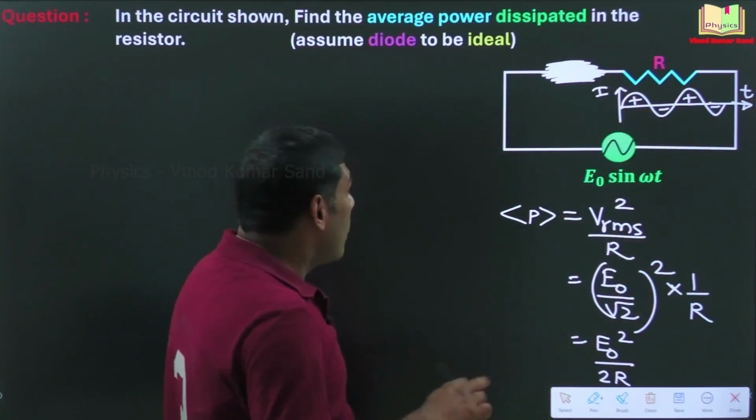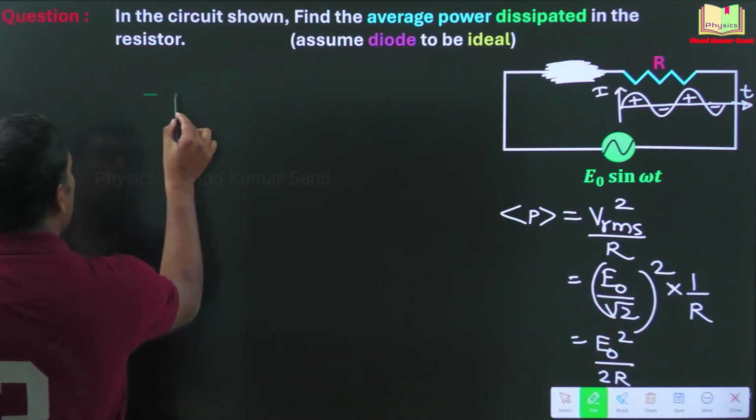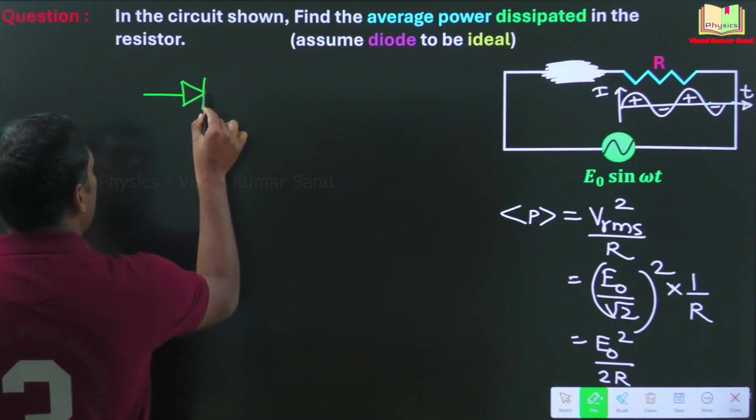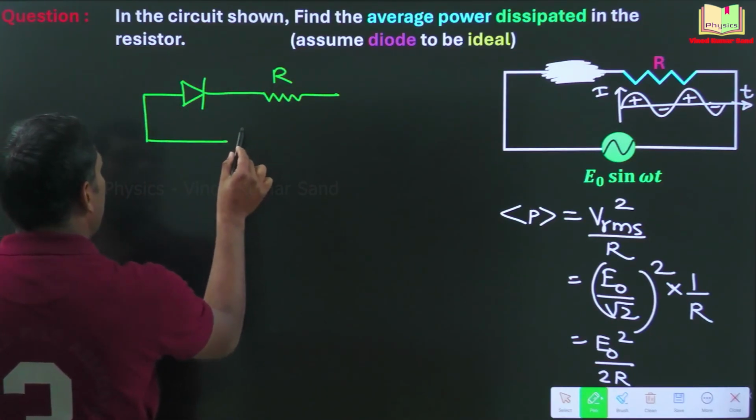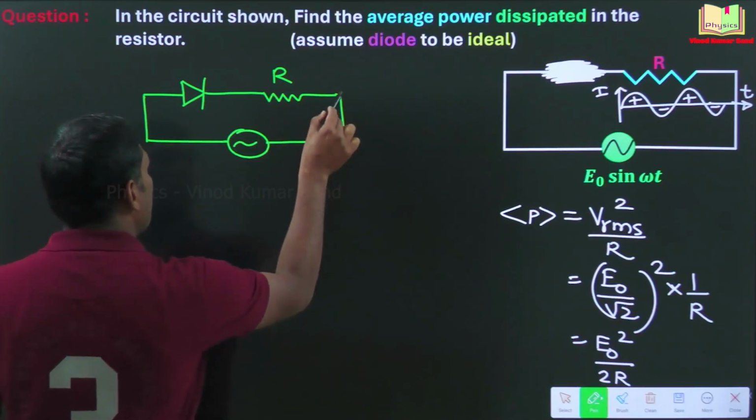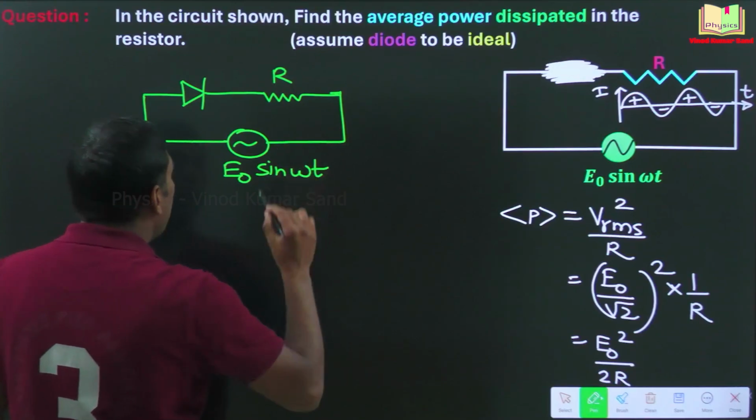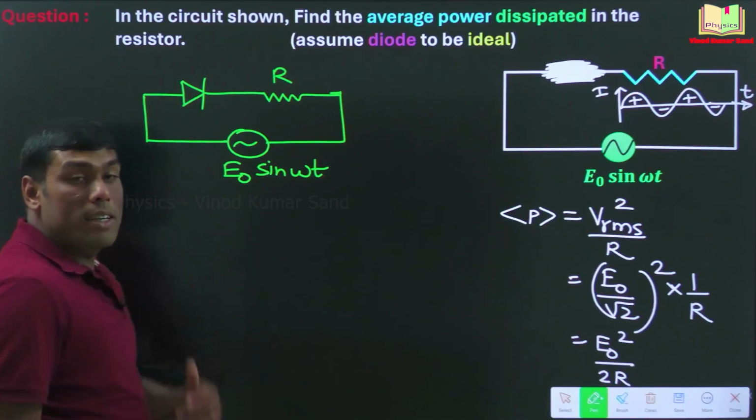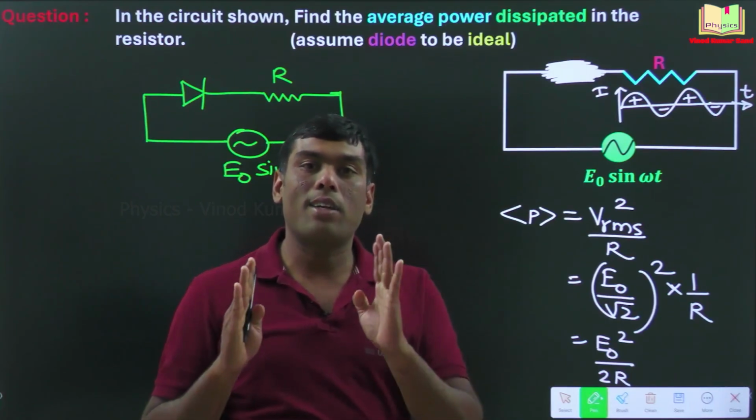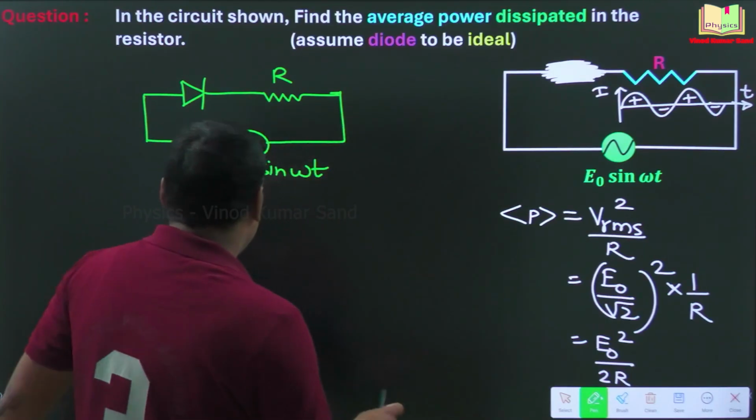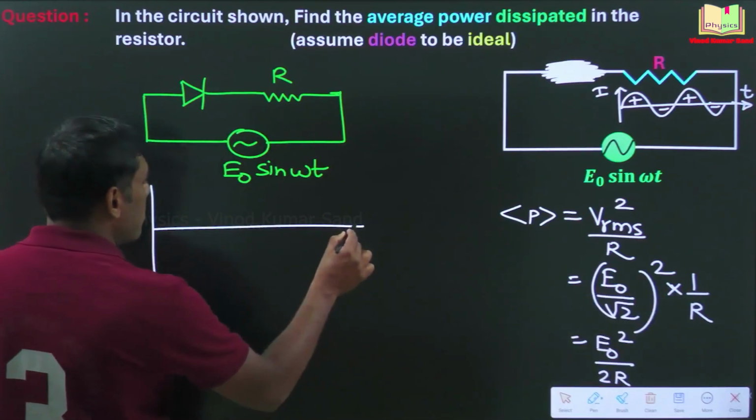Okay. Now coming to the original question. In the original question, we have a diode here, and then we have a resistor here, and it is connected to an alternating supply, E naught sine omega t. We know one thing, that the diode is ideal and it conducts only when it is forward biased. So how will be the output waveform if this is the input supply?